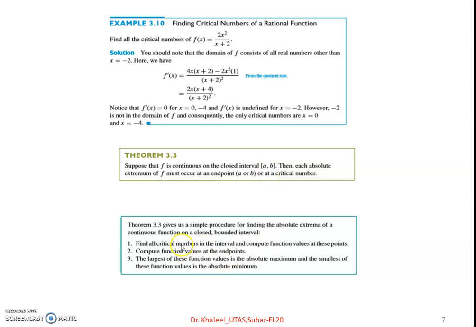You have values at critical numbers and values at endpoints. Then compare all these values. The largest value is known as the absolute maximum. The smallest of these is known as the absolute minimum. Let's take an example.